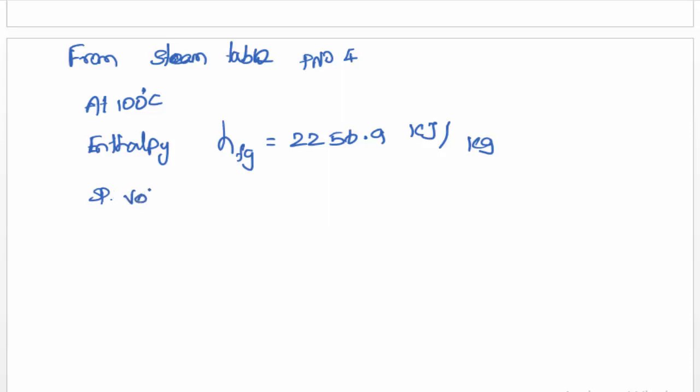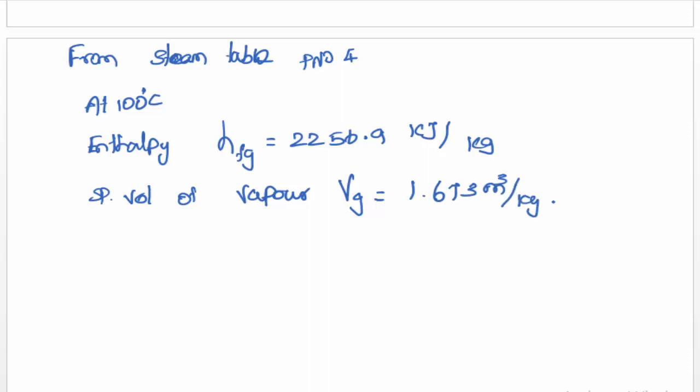So enthalpy at 100 degrees Celsius, HFG equal to 2256.9 kilojoule per kilogram, and then the specific volume of vapor, Vg equal to 1.673 meter cube per kilogram.